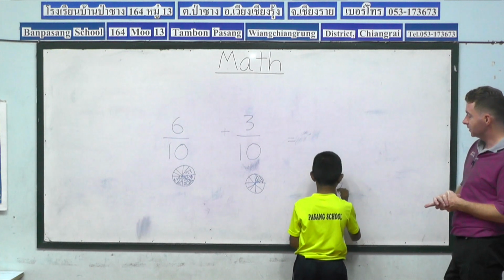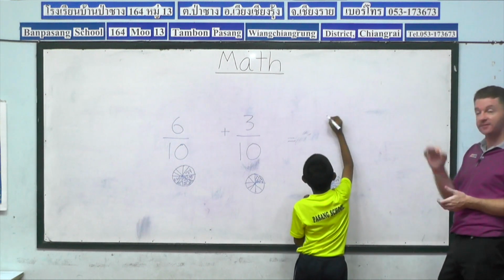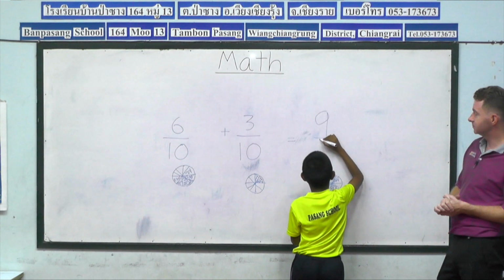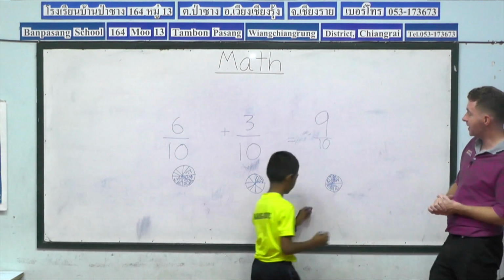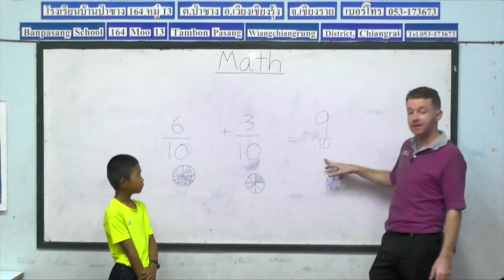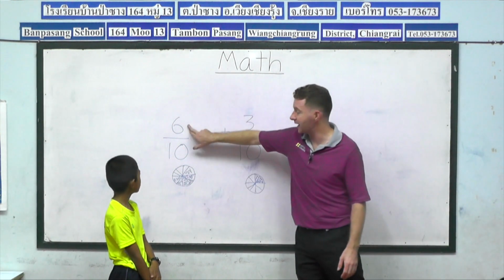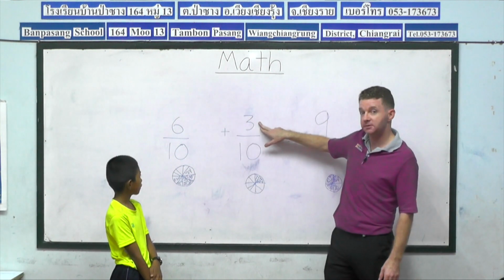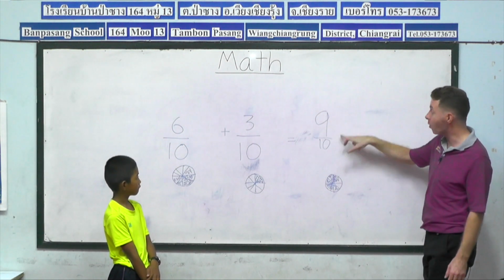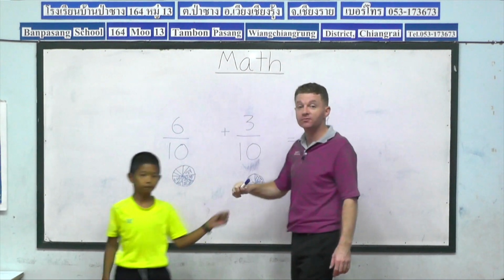Excellent, Pat. So now we can write the answer to our fraction, 9 over 10. Brilliant, Pat. So you can see the denominator stays the same every time because we're working with a circle with 10 parts. But what we do, we add 6 parts to 3 parts, so our answer, 9 parts. 9 over 10. Pat, that was excellent. High five and a big round of applause for Pat, please, guys.